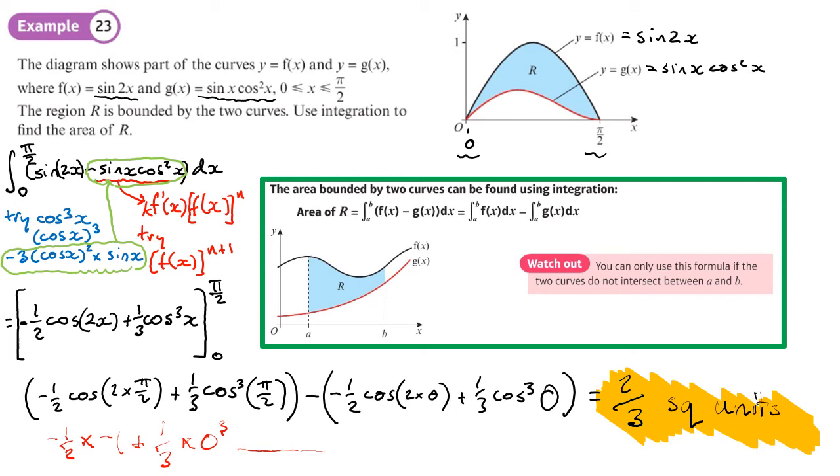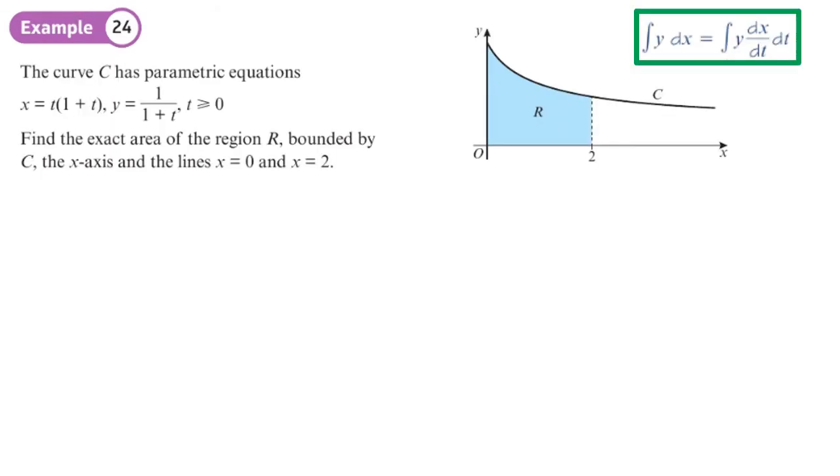whatever those units are. So here we're going to use this formula here, because we've got a parametric equation. So we need y, which we've already got, and dx dt, which we need to work out. And what we need to watch out for is the limits. These limits are x limits, because our formula here says dt, these limits need to be t limits.